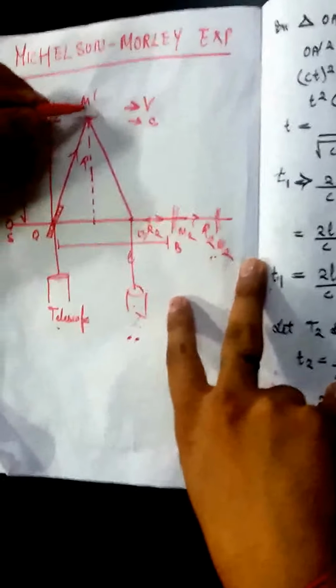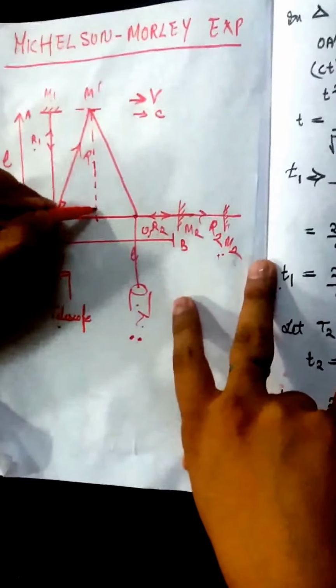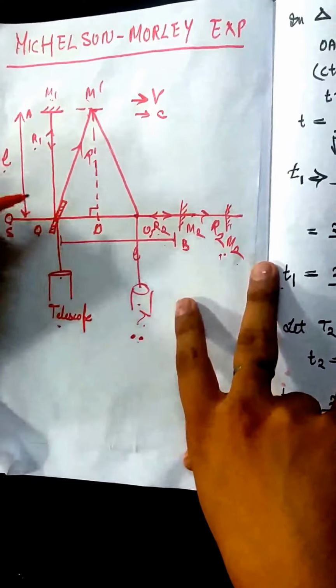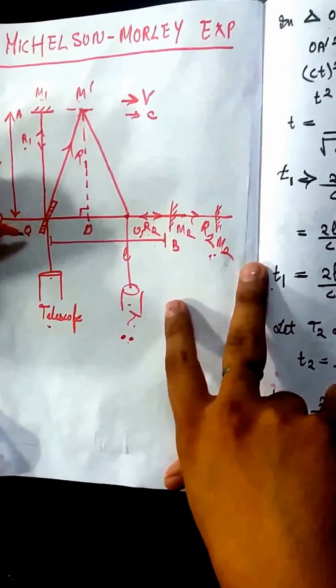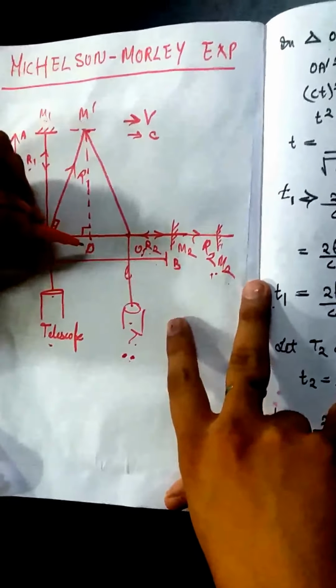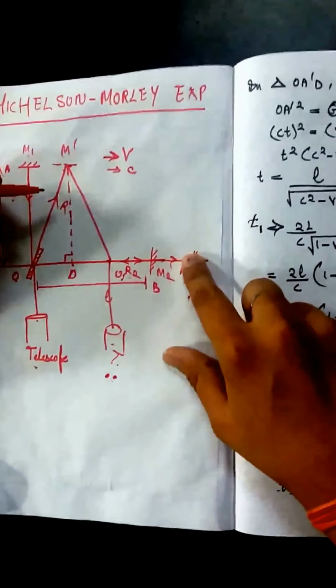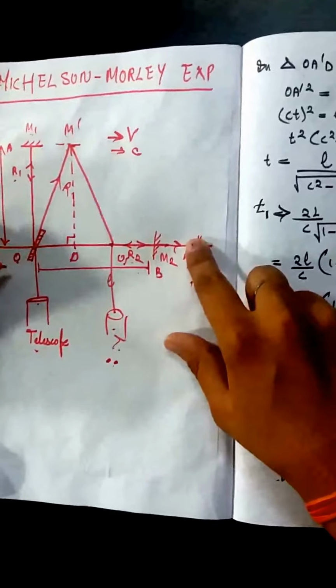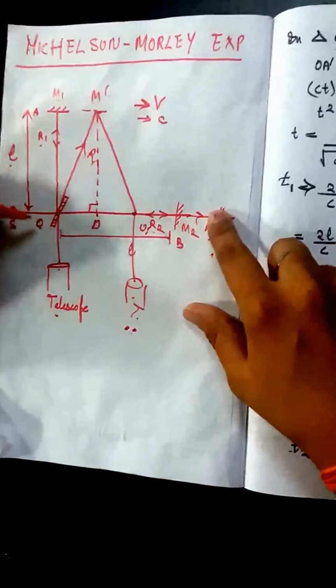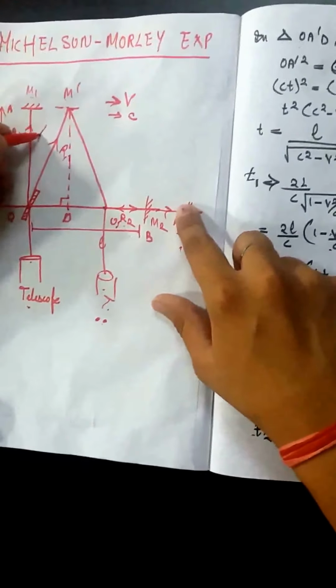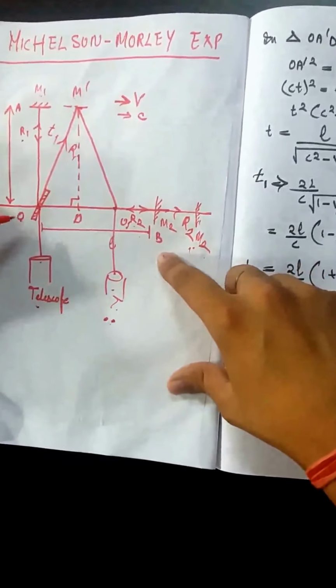Let a perpendicular from M dash on O dash be drawn, falling at point D, and it's a right angle triangle O M dash D. Here we will apply the Pythagoras theorem on this triangle. Let T be the time taken by ray R1 to travel from O to M1.